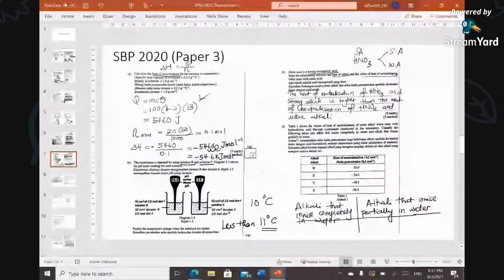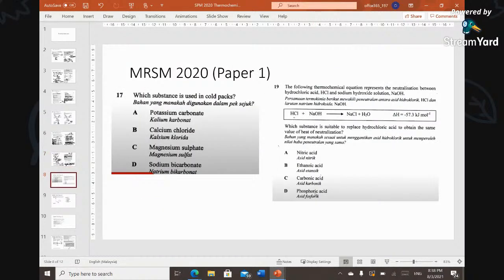Alkali that ionizes completely, the value must be higher. Alkali that ionizes partially in water, the heat of neutralization will be lower. So you can see 55 and 56.5, so you can classify W, Z. Partially means X and Y, they have lower values. This is an MRSM paper you can try to do.